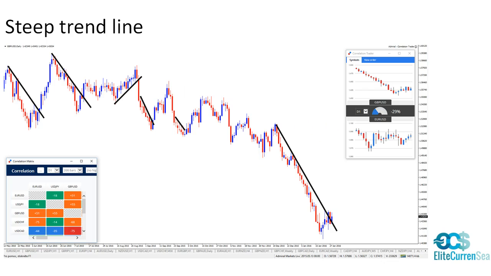All right, so we're going to talk about steeper and shallower trend lines.